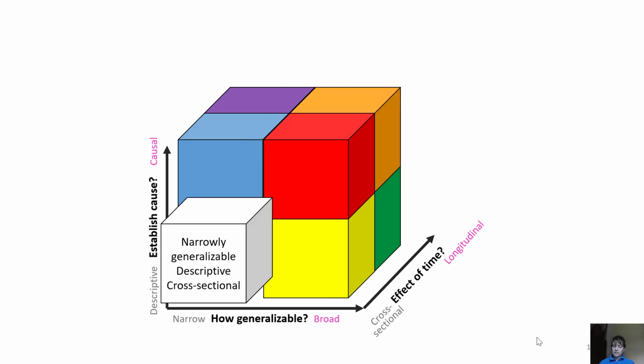Similarly, the white cube in front is narrowly generalizable, descriptive, and cross-sectional. So they're kind of on opposite ends of the cube. So this might be a situation where you're evaluating one particular executive's response to one executive coaching session, where you're trying to evaluate just in this particular slice of time, how has this person responded? You aren't necessarily going to say all people will respond that way. Rather, you're going to acknowledge that this is this particular executive and his or her response to one particular event.